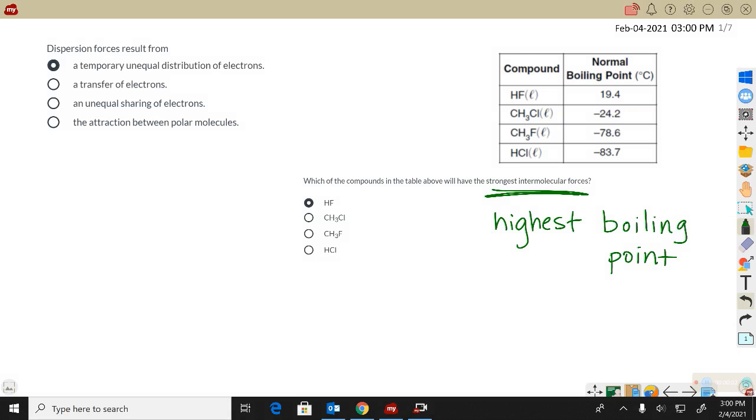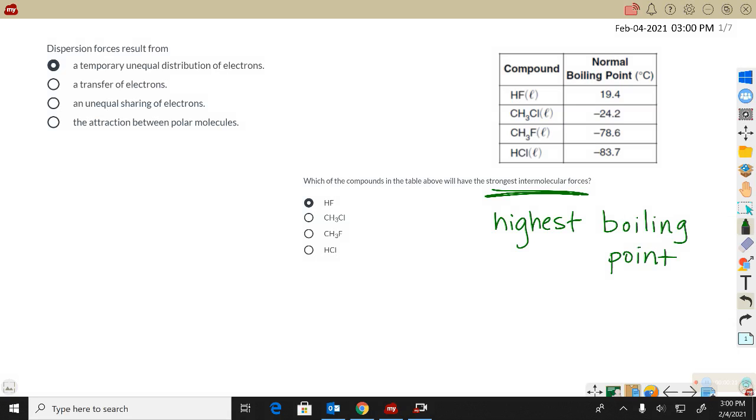Here are the answers to the assessment on intermolecular forces. Question 1 asked about dispersion forces. That's when the electrons are not dispersed equally around the nucleus. It's a temporary, unequal distribution of electrons around the nucleus of an atom.